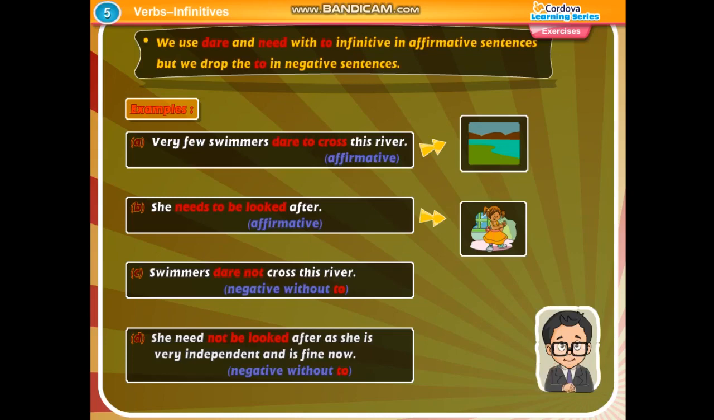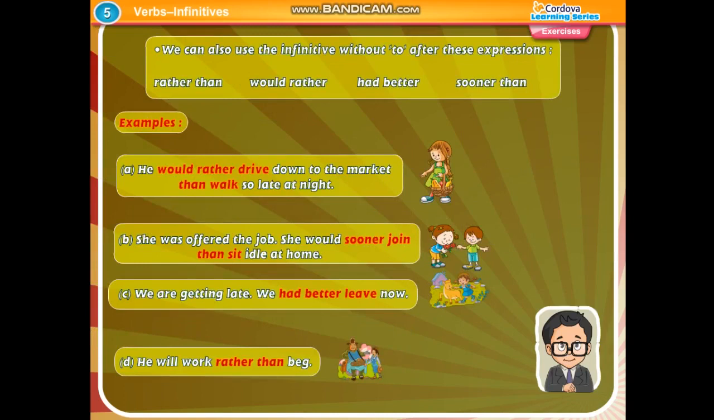We can also use the infinitive without to after these expressions: rather than, would rather, had better, sooner than. Examples: he would rather drive down to the market than walk so late at night. She would sooner join than sit idle at home. We are getting late. We had better leave now. He will work rather than beg.